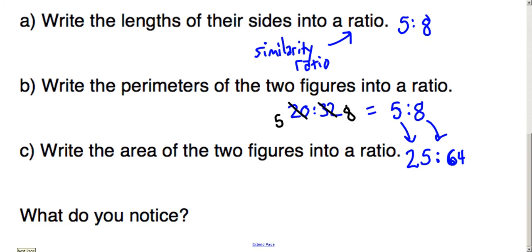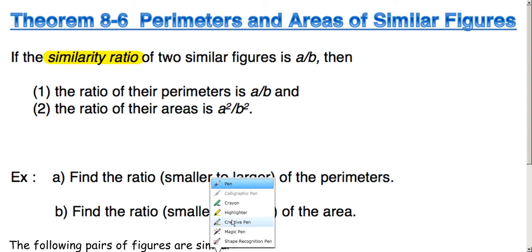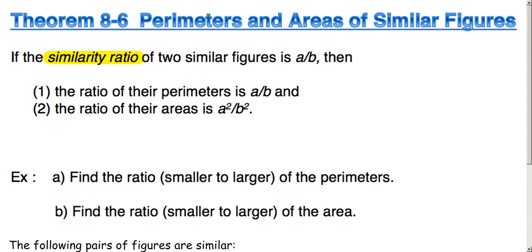Okay, it turns out that it doesn't just have to be squares that this pattern follows. It can be any similar figures. So Theorem 8.6 says, if the similarity ratio of two similar figures is A to B, then two things are true. Okay, the first thing, the ratio of their perimeters is also A to B, so it's the same as their similarity ratio. The ratio of their areas is A squared to B squared.